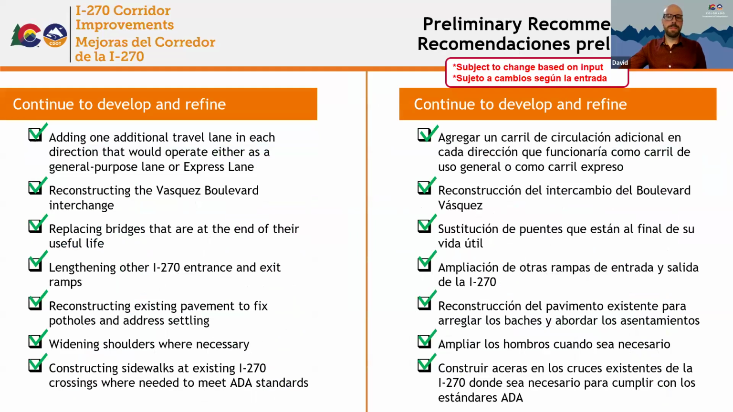To recap, this is what we recommend continuing to develop and refine. Adding 1 additional travel lane that could operate either as a general purpose lane or an express lane, improving interchanges, ramps, and shoulders, constructing sidewalks at I-270 crossings, and reconstructing the existing infrastructure.